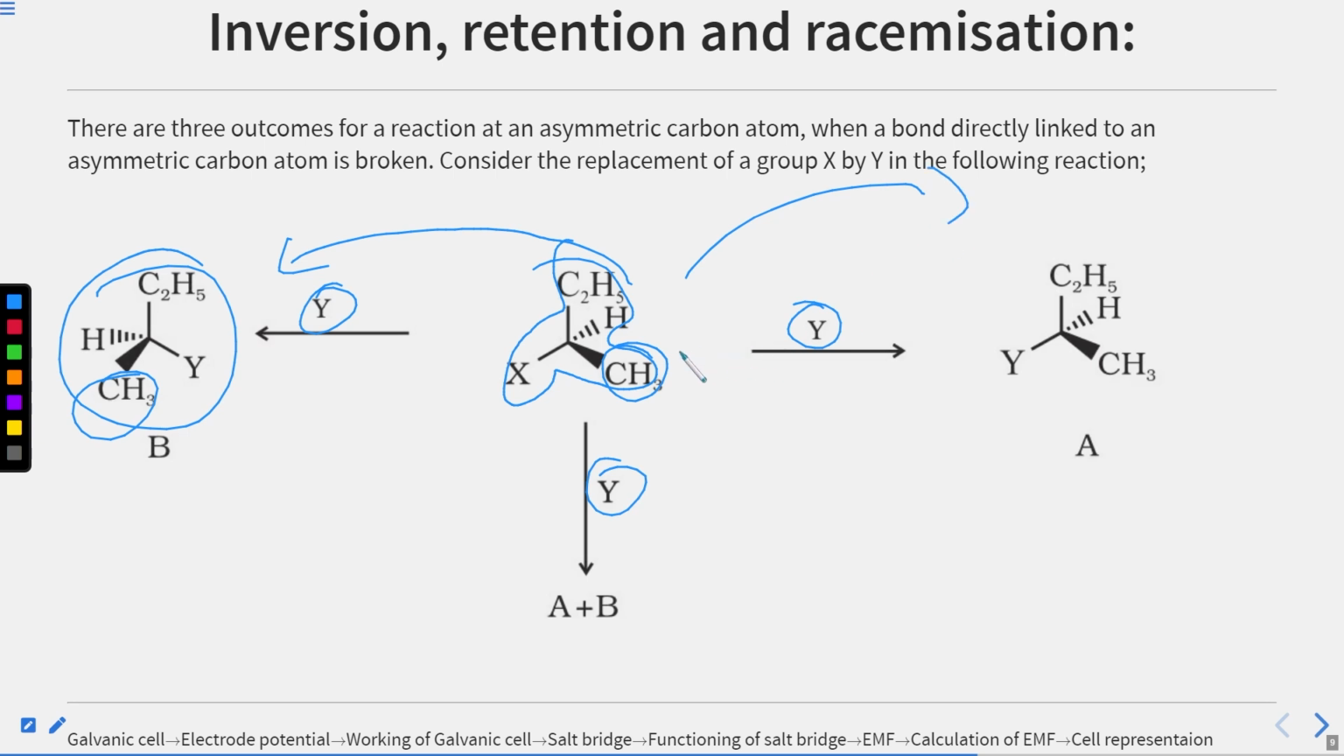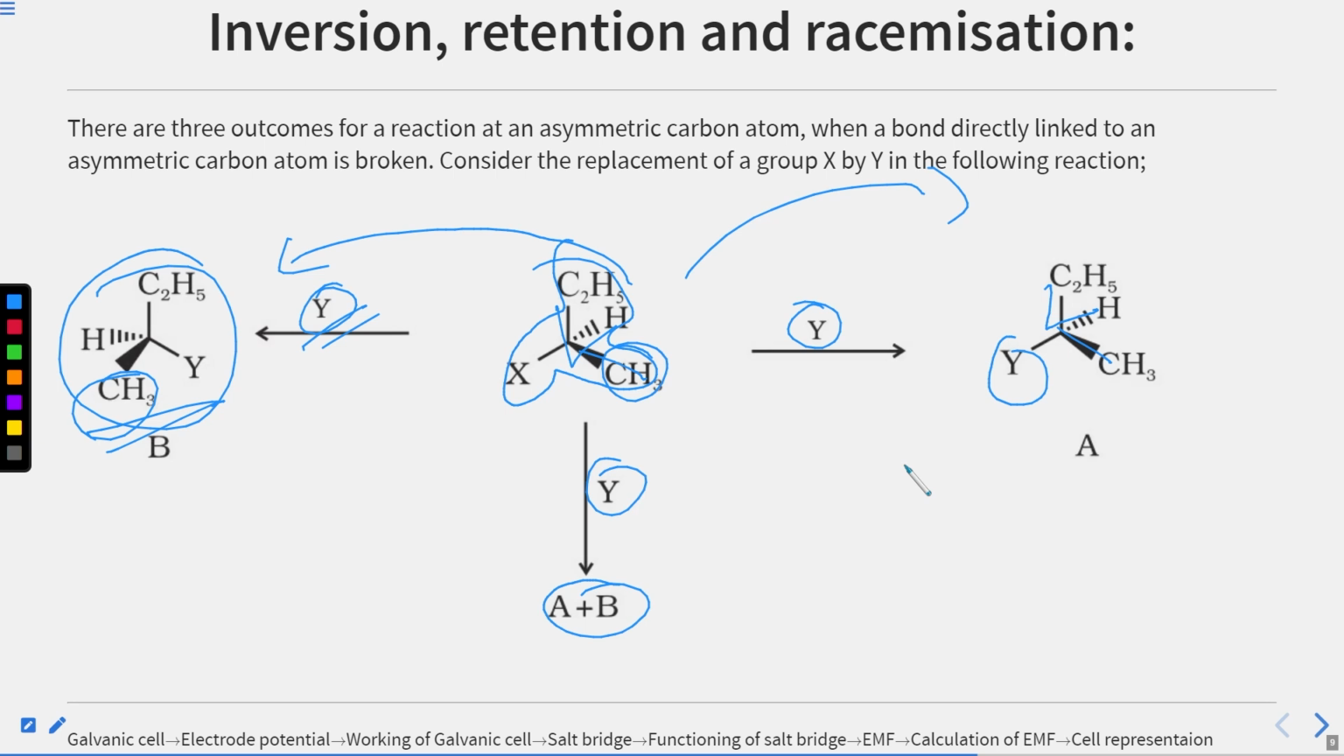Now if you compare it with this one, you can see that all things are the same, except you have just changed X with Y. So this is a kind of retention. And if both are formed in equal amounts, then it is called racemization. So these are the 3 examples. Is this clear to you? In what case we will see inversion, retention, or racemization depends upon the mechanism of the reaction.